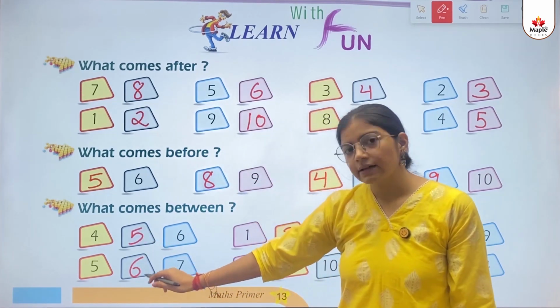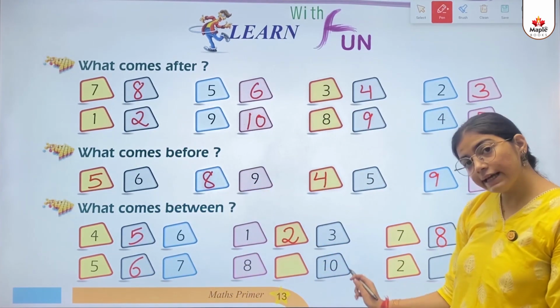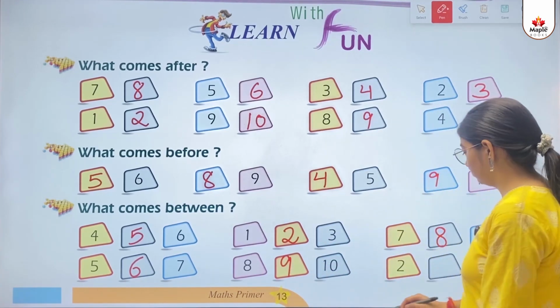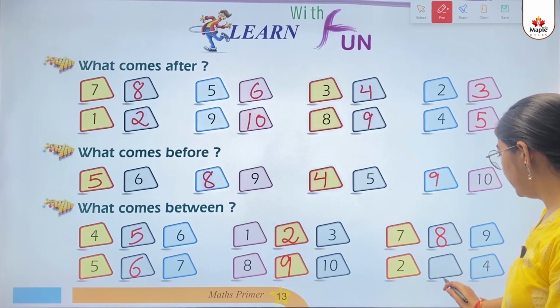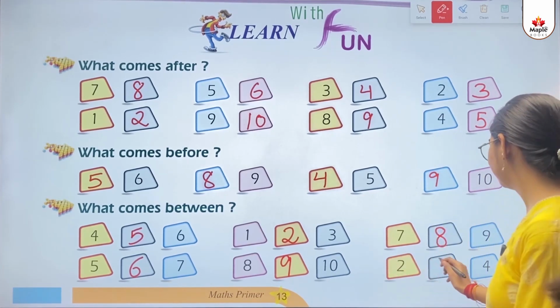We will write here 6. 8, 9, 10. We will write here 9. 2, 3, 4. We will write here 3.